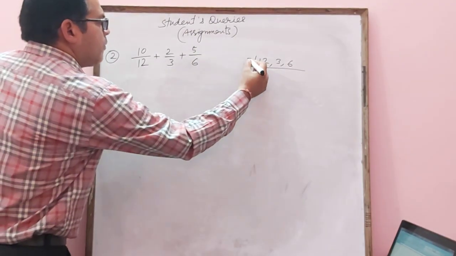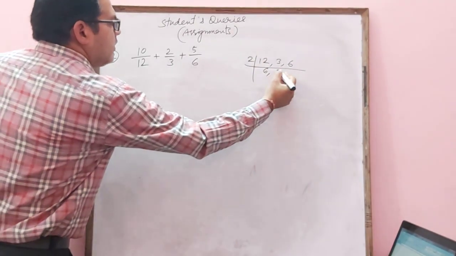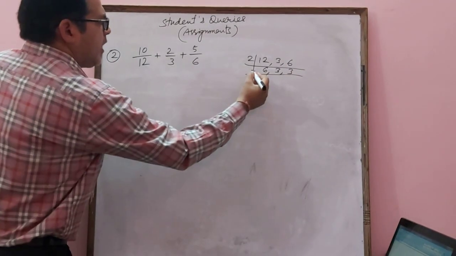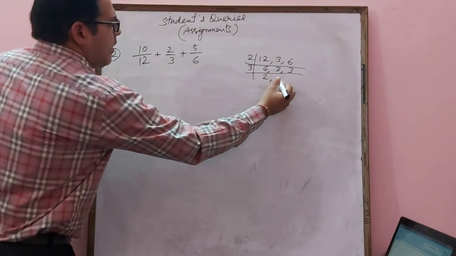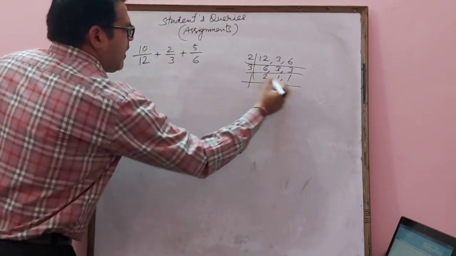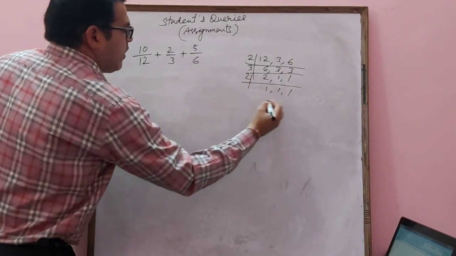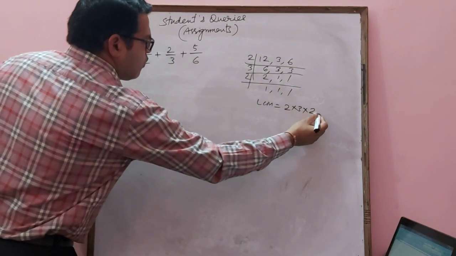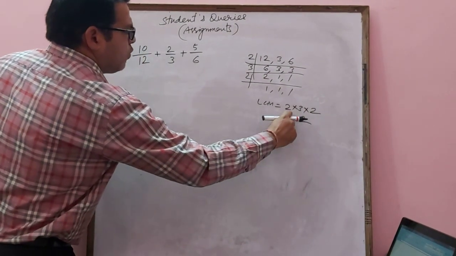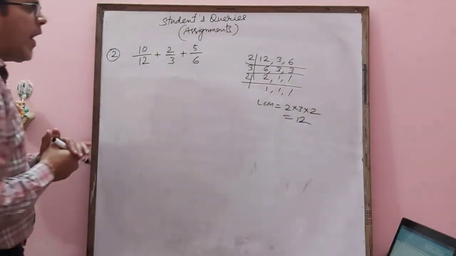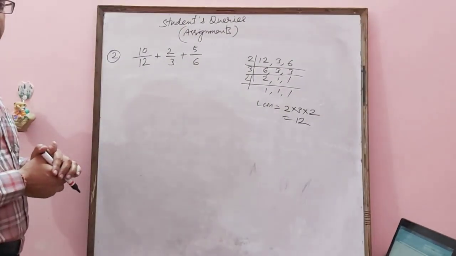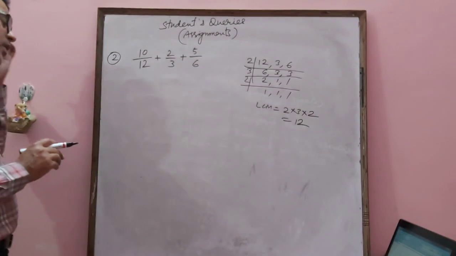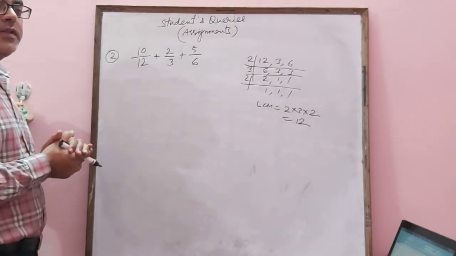Now by 2: 6 we can divide, 3 we can't divide by 2. Now by 3: 2 times, 1 time and 1 time. Now by 2: 1 time, 1 time and 1 time. So the LCM is 2 into 3 into 2, that is 12. 2 3s are 6, 6 2s are 12. So 12 is the LCM. Right? It means we have to make all the denominators the same here.